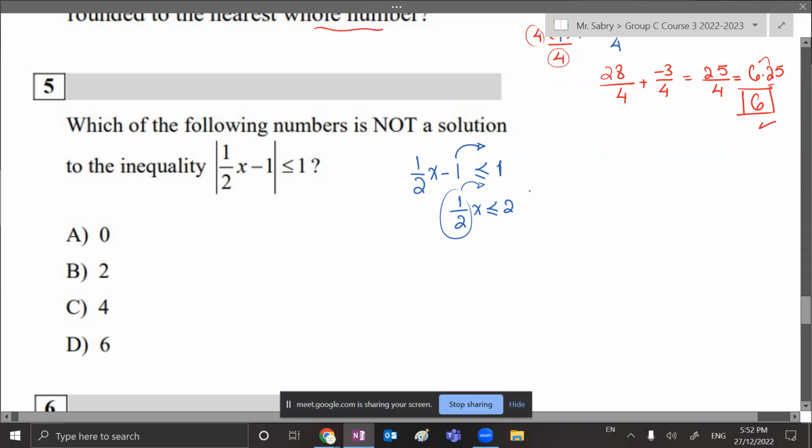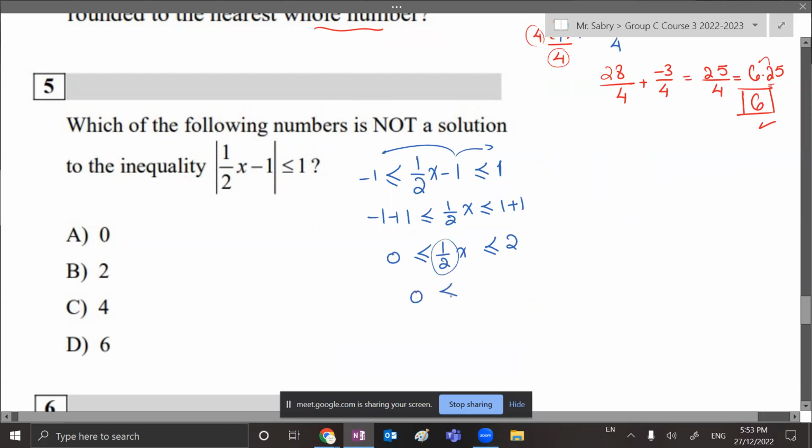Oh, I forgot doing the other side as well, see? On this side, I'm supposed to put the -1. And now I'm supposed to move the -1 on both sides. So -1 plus 1 and 1 plus 1. So that's 2 and 0. Then the half would go to both sides by division. So 0 divided by half is just 0. And then 2 divided by half will become 4. So x is a number that's between 0 and 4.